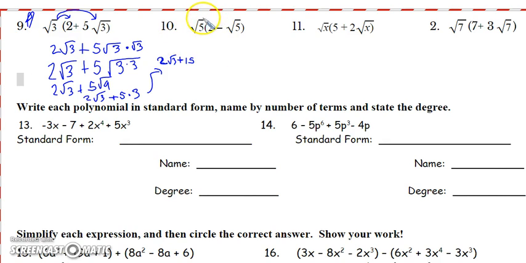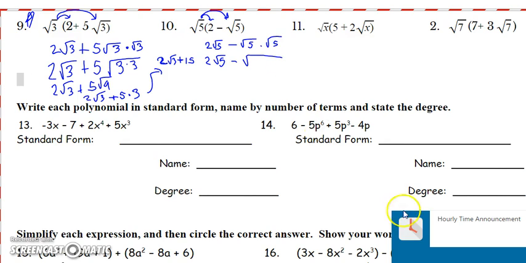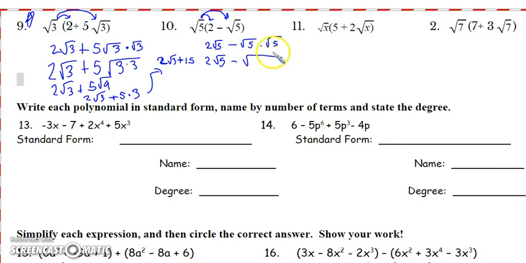Alright, so let's look at this one. Okay, this one's a little easier. Root 5 times 2, that's 2 root 5. Root 5 times negative root 5, that's negative root 5 times root 5. Now watch the pattern here. 2 root 5 minus, those can go underneath. Sorry about that. 5 times 5 is 25. Square root of 25 is 5, and there's your final answer.